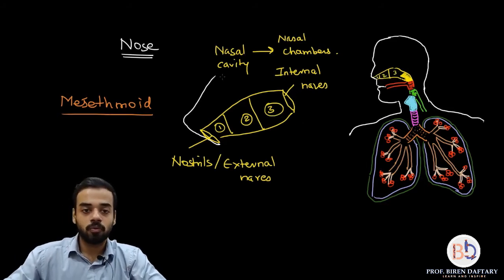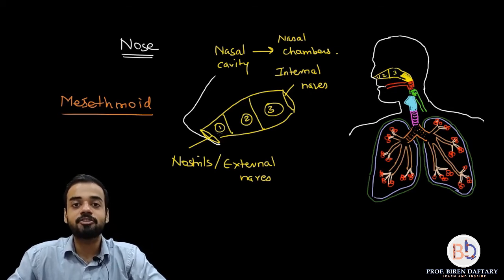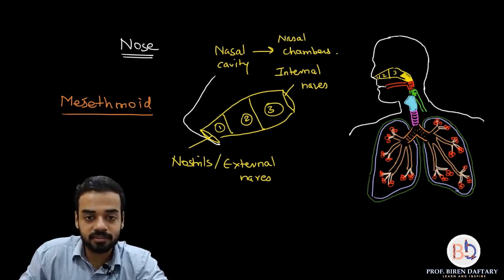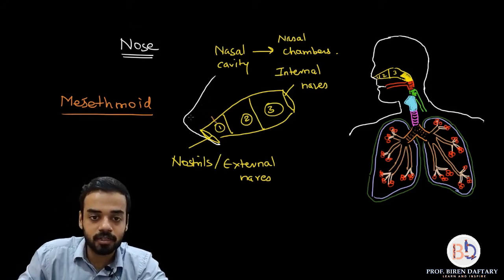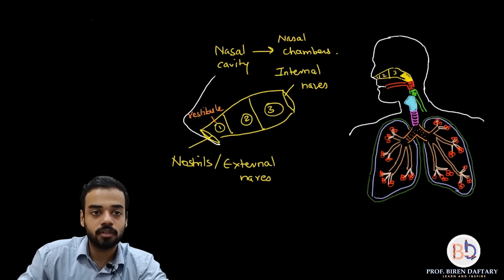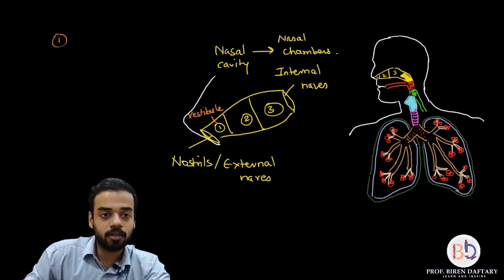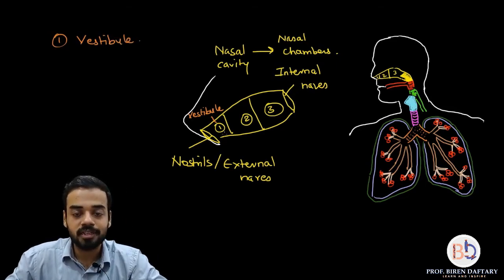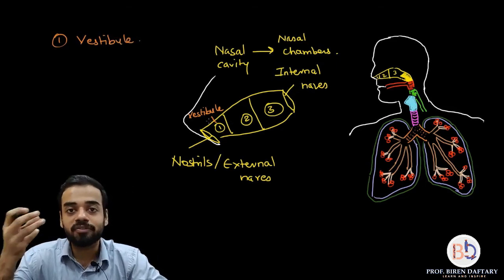Now this first part which is present is called the vestibule. So let me just label them using a different color. Vestibule. Or I will do one thing, I will just rub this off and I will write the names over here. So the first part of the nasal chamber is called the vestibule. Now what is the function of the vestibule? So this portion is having a lot of hair present.